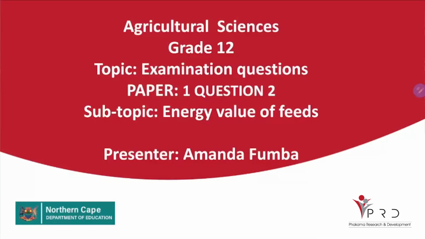We are focusing on examination questions where we are going to look at the subtopic, which is energy value of feeds, which you find in paper 1, question 2. So it is part of the topics that we find in question 2. So we need to check all the avenues. How is this question normally asked in the previous question papers?